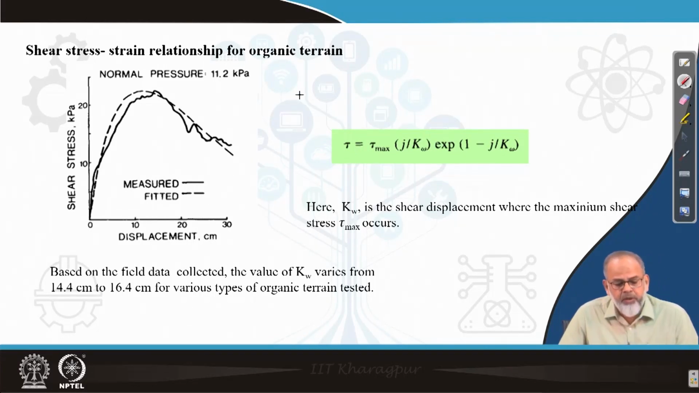The moment you change the normal pressure, you will get another curve, but the nature of the curve will remain nearly the same. That means initially it will rise to a peak, and then slowly it will go down. The peak is reached so long as the vegetative cover on the topsoil is offering resistance, the shear stress is increasing. The moment the vegetative cover fails, there is no more resistance. The bottom peat is not going to offer the same resistance. That's why the shear stress value goes down.